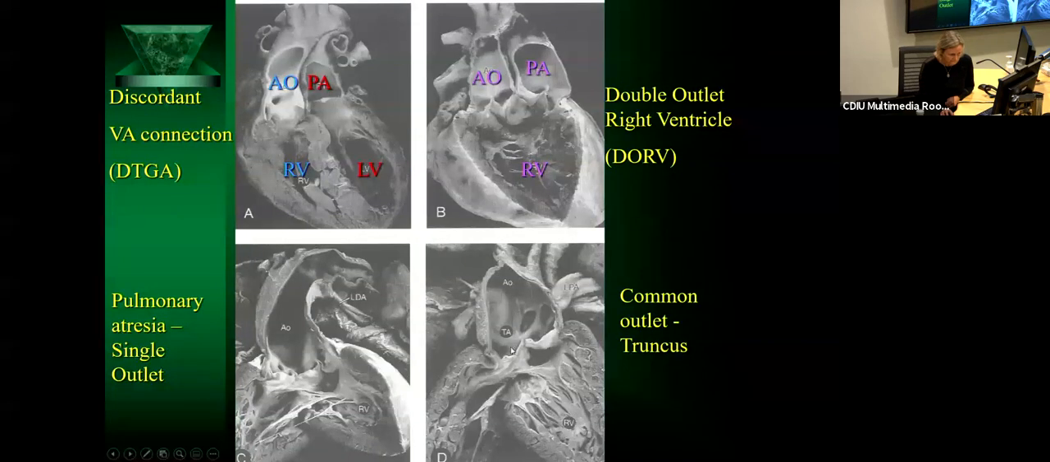So here we have a truncus. So we have one big valve. Out of the right ventricle, and obviously there's a VSD, the left ventricle would be pumping out the big trunk, and you'll see the pulmonary arteries coming off.